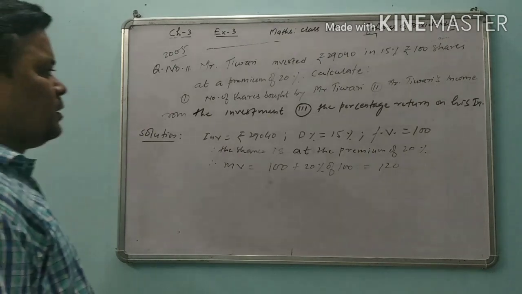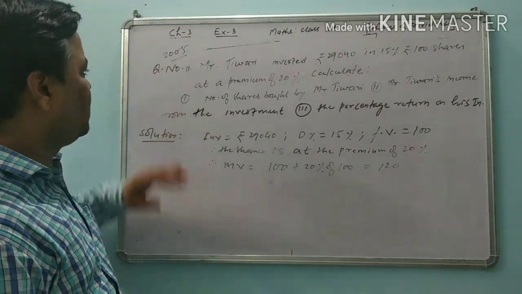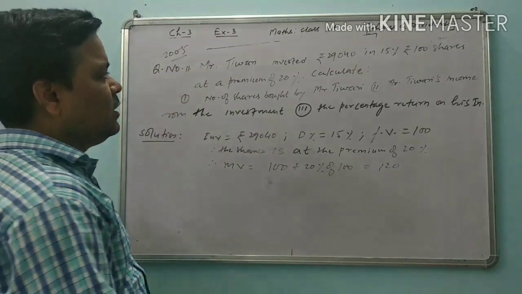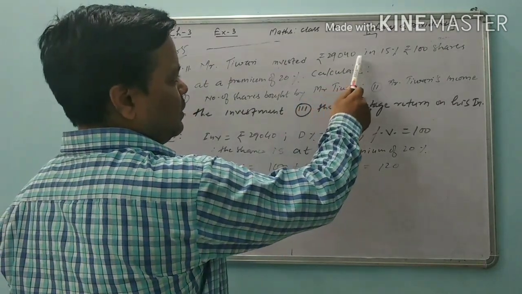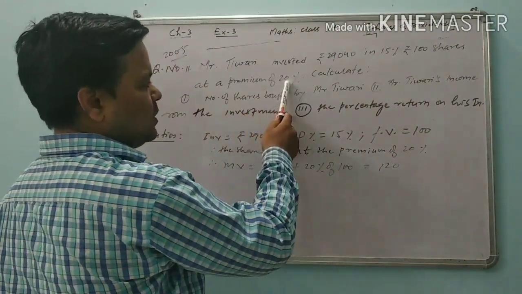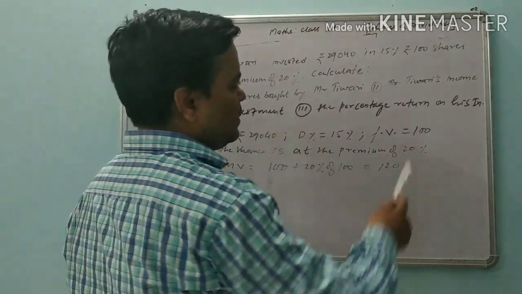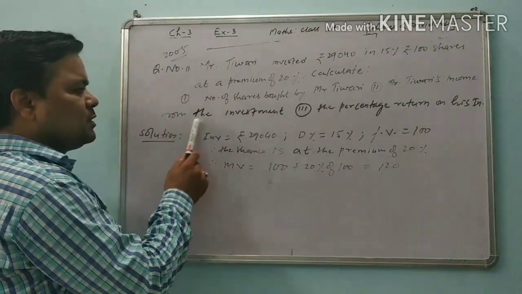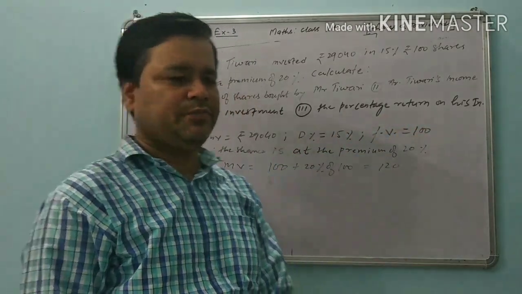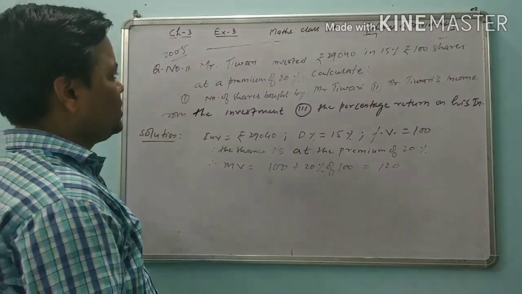Now I would like to explain one more question from the exercise, question number 11, which was asked in 2005. The question is, Mr. Tiwari invested rupees 29,040 in 15% registered shares at a premium of 20%. Calculate the number of shares bought by Mr. Tiwari, second, Tiwari's income from the investment, and third, the percentage return on his investment. Here again we can solve this question.